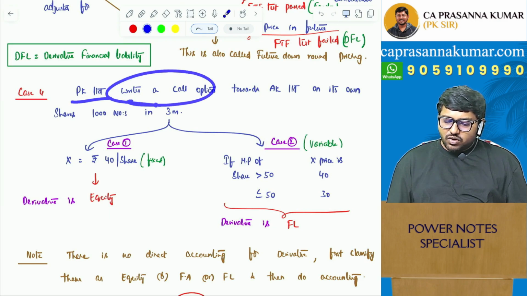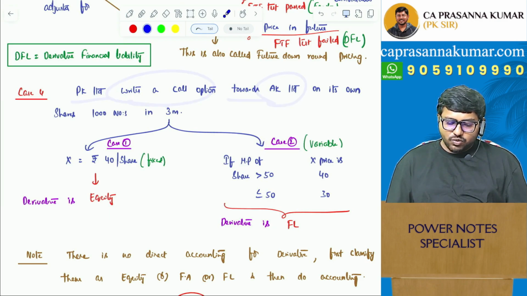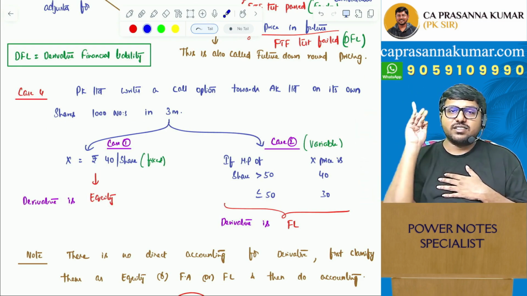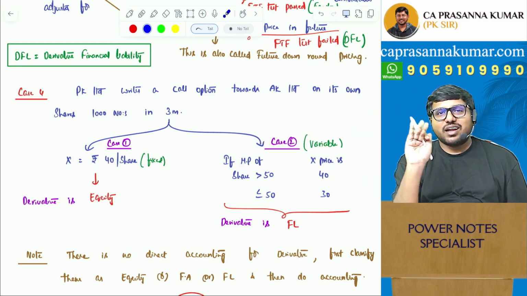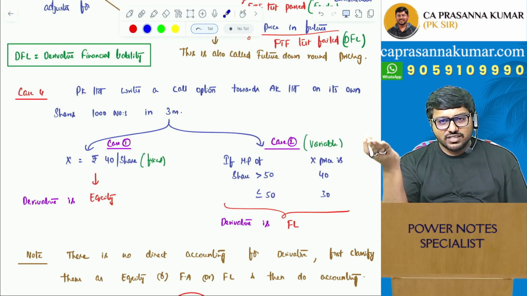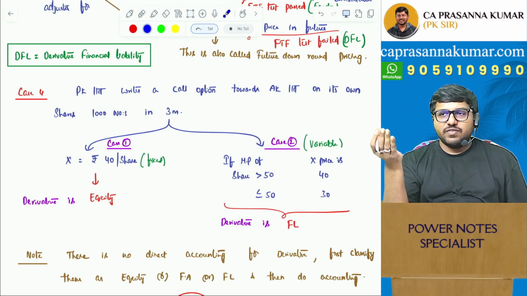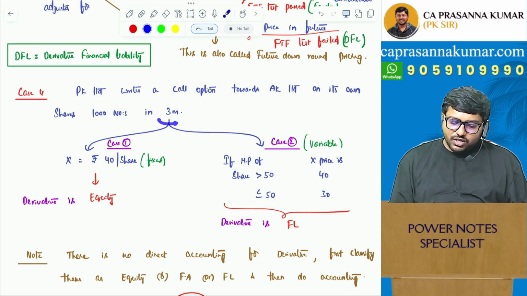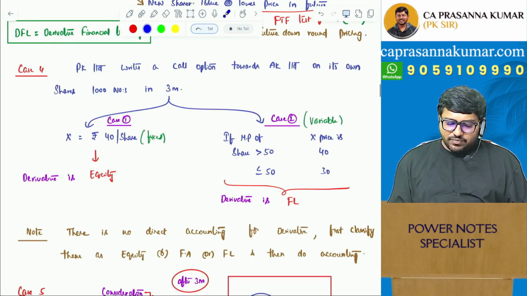PK Limited writes a call option towards AK Limited on its own shares, which means PK Limited has got an obligation to sell its own shares, provided that guy exercises. That is also there. It is not 100 out of 100 cases because it's an option. That guy has to exercise. If he exercises, I'll have an obligation to sell. If he doesn't exercise and lapses the option, then I'll not exercise anything. You got the point? Now, so in 3 months, right? Now see here, case 1 and case 2.